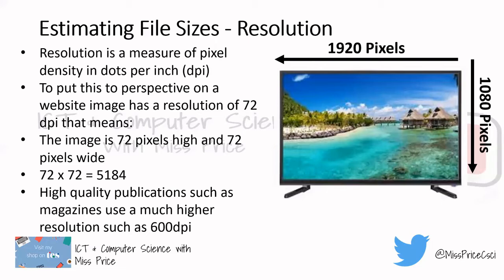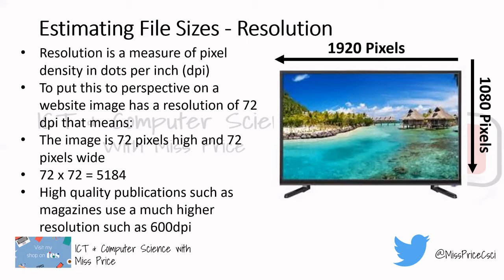So to put this in perspective, DPI means, say, if we've got resolution DPI, this means that this image has 72 pixels height and 72 pixels wide. Okay, and that's not a lot. So 72 times 72 is 5,184. Okay, so that's how we figure it out.